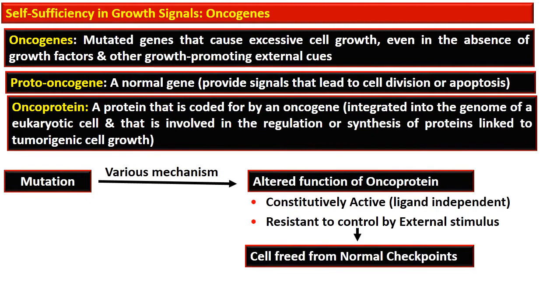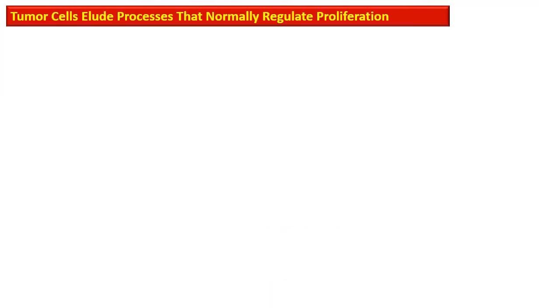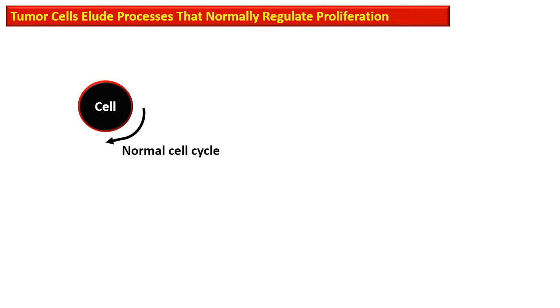And so this mechanism will lead to the independence of the cell from normal checkpoints that will result in excessive proliferation. The cell is under strict control by various mechanisms we have discussed earlier, and by numerous mutations the cell frees itself from these controls and rapidly proliferates.